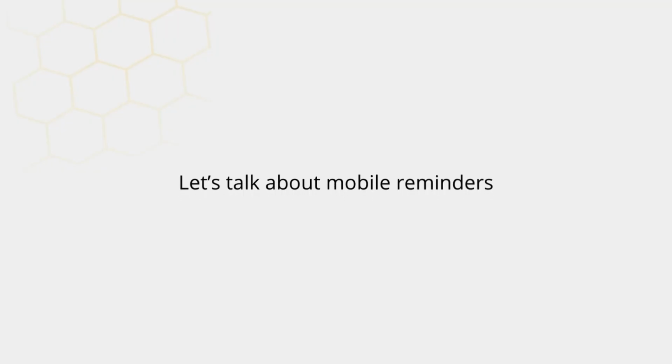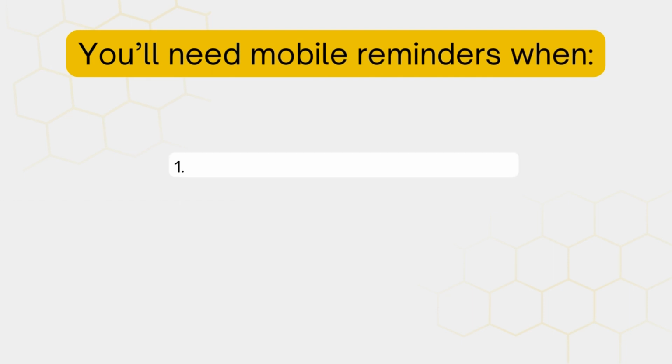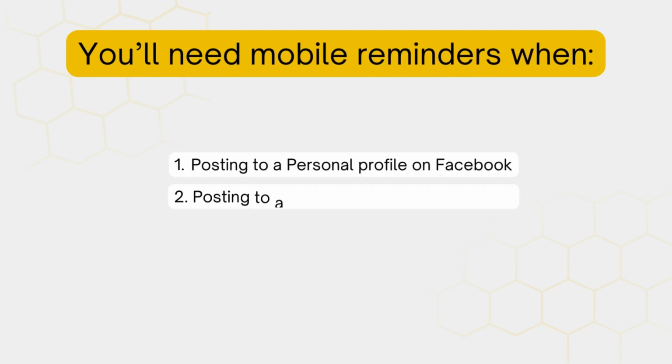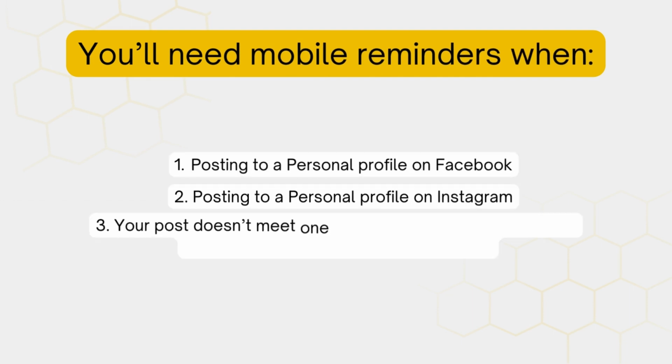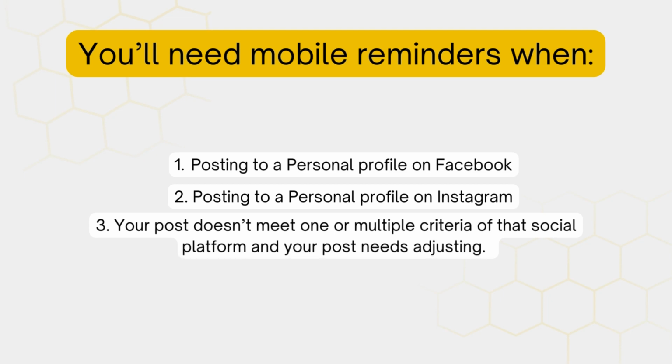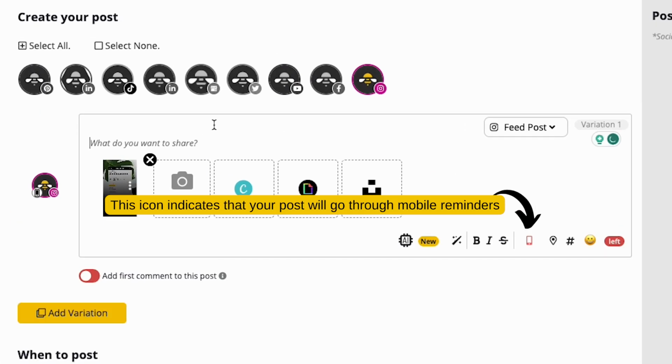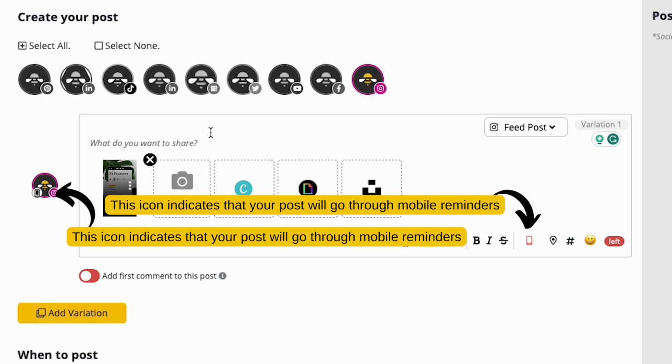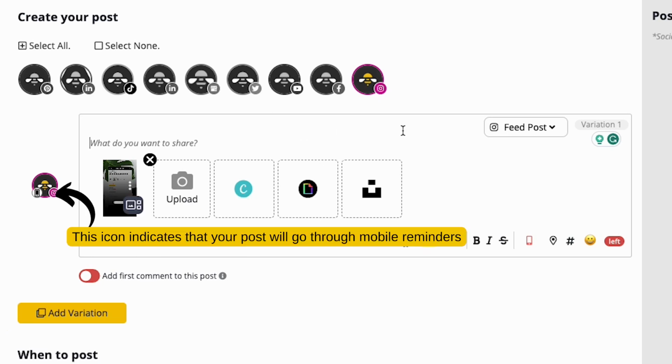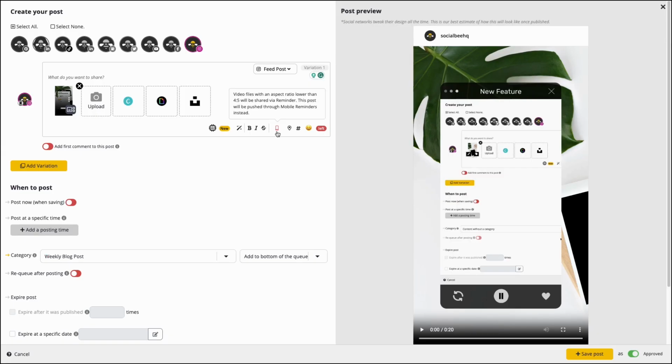We've mentioned mobile reminders already, so let's talk about them. If you're trying to post to a personal profile on Instagram, or if you're not meeting one or multiple criteria that we've already discussed, you'll see a mobile icon popping up at the bottom right corner of your text box, as well as showing up on the Instagram icon in your post editor. This will let you know that the post is set to be published through reminders, and if you hover your mouse over it, it will also tell you what's the reason for doing so.